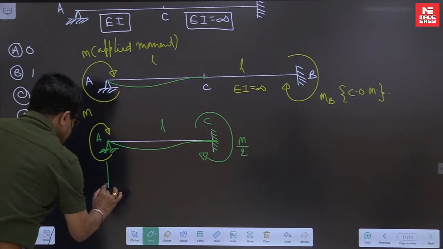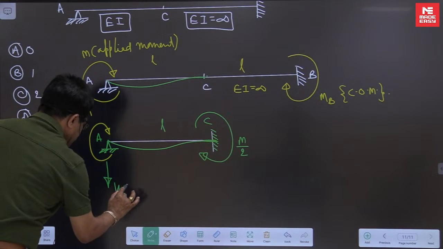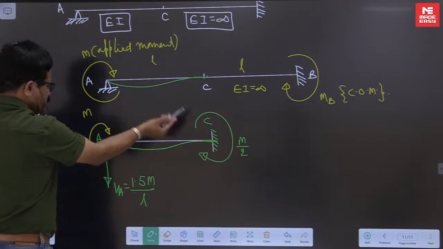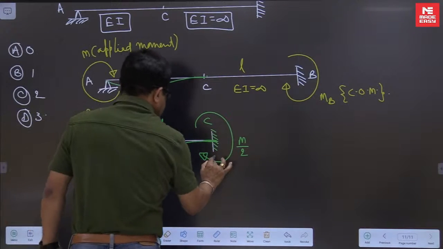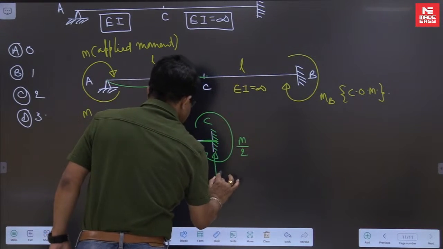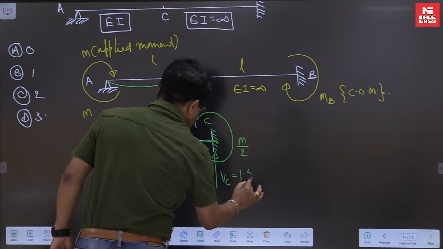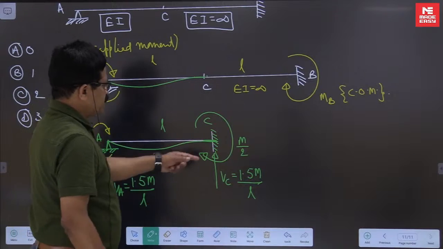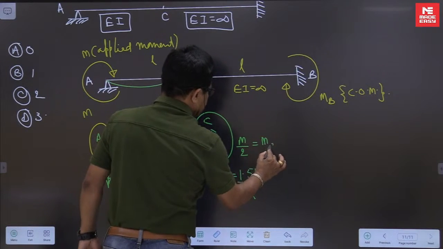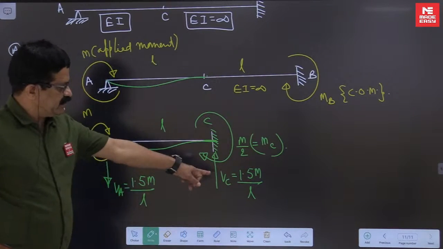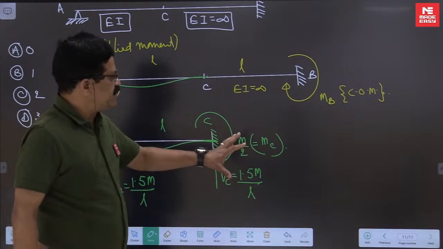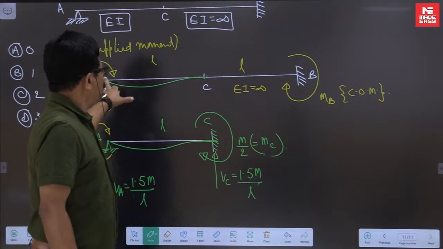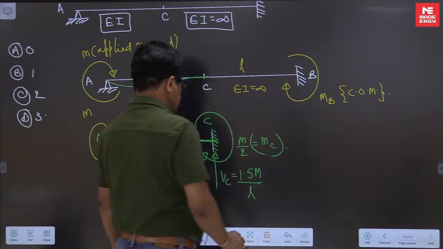So to balance it, a reaction will develop here, VA, of value 1.5 M by L, because the total clockwise moment is 1.5 M. A couple will develop like this. This is VC, 1.5 M by L. Now this M by 2 is MC, let us say. Now VC, MC are the reactions exerted by the portion CB on the portion CA, like this.